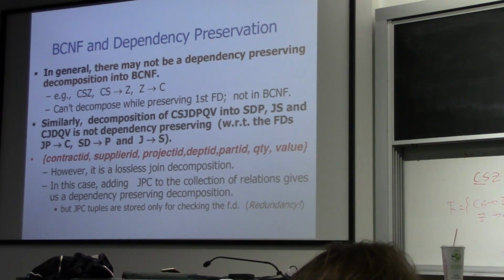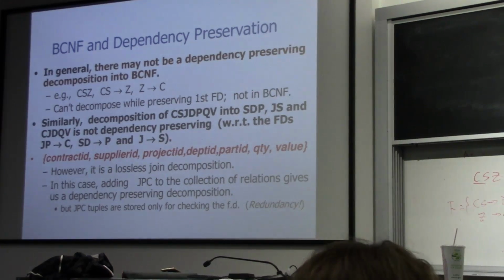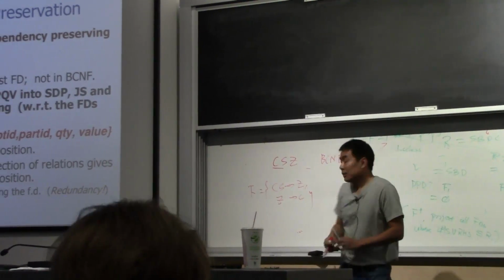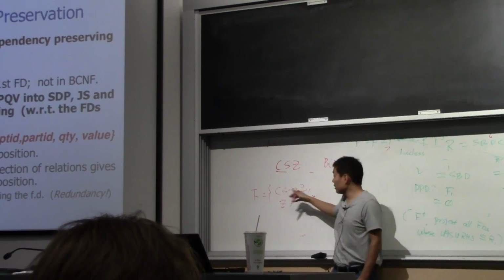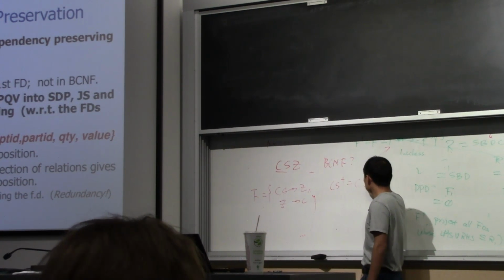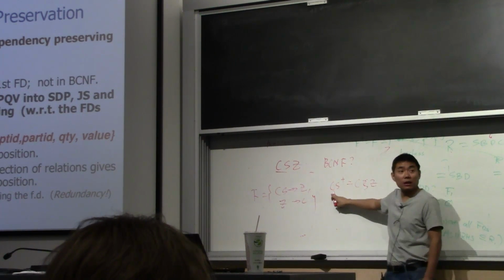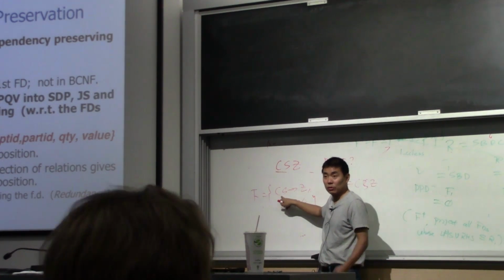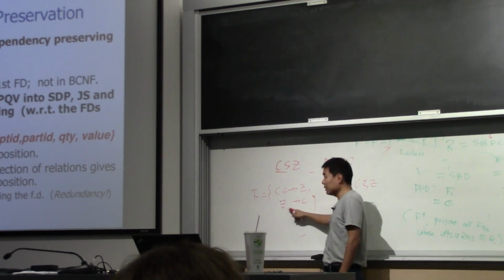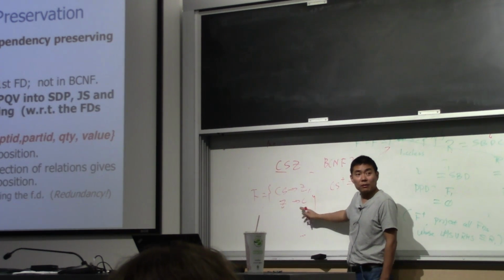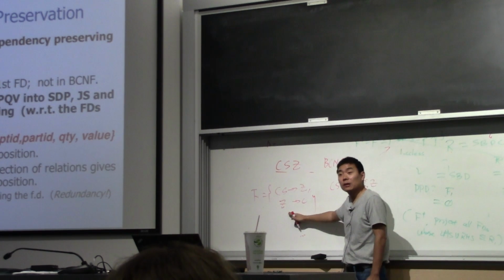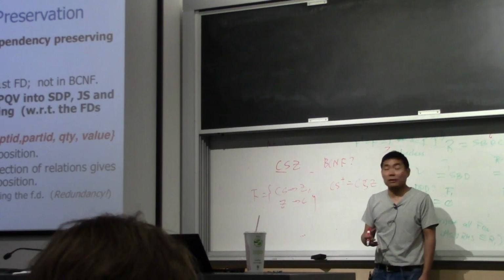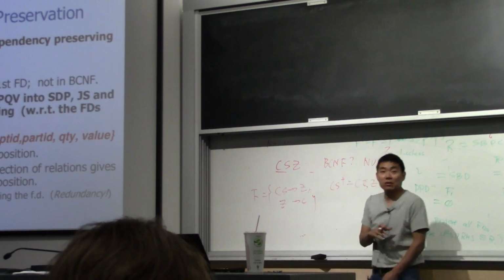Is that okay? Now my question is, is this in BCNF? Quickly, can someone tell me? The first functional dependency is okay. Why? Because CS, the attribute closure is CSD, so this is the key. The left hand side has the key, so this is okay. You follow me? What about D determines C? Is this in BCNF? It's not a trivial functional dependency, and the left hand side is not a key, so this violates the BCNF requirement. So this is not in BCNF.